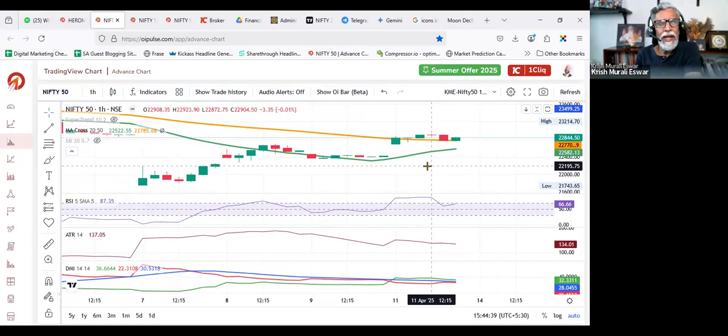Except maybe on Wednesday, there may be a slight fall in the market that could happen. We will talk about it on Sunday evening.